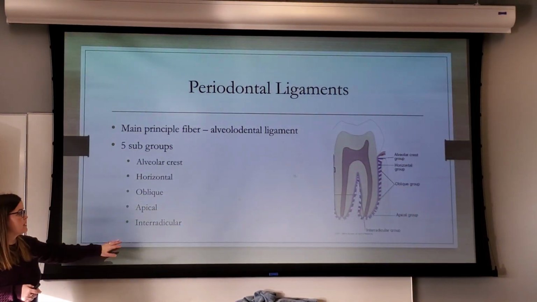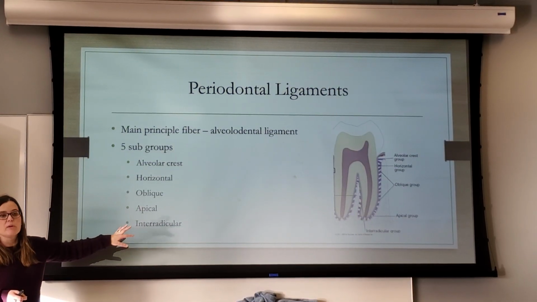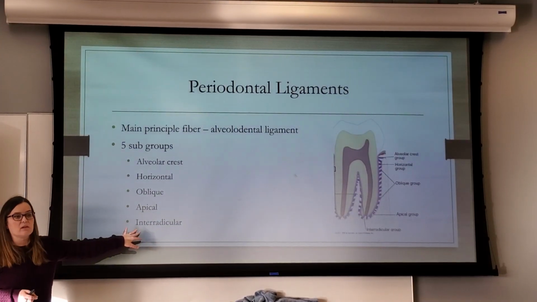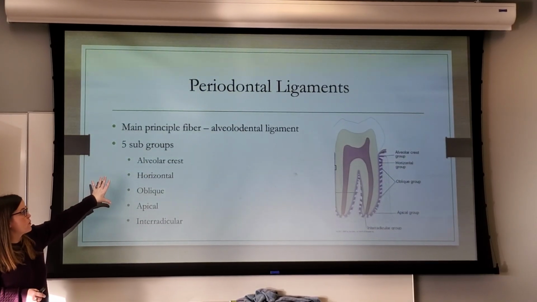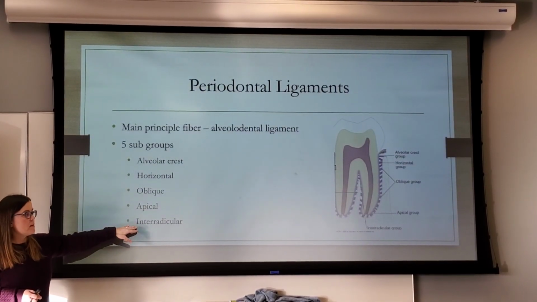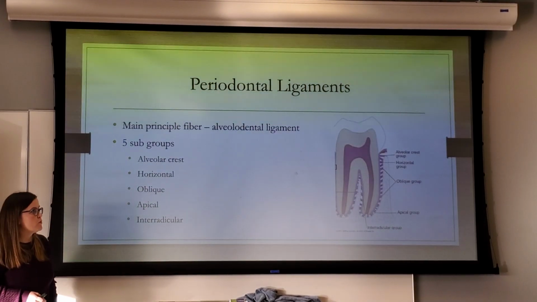And then our interradicular is only found on multi-rooted teeth, right? We wouldn't have an interradicular on a single rooted tooth. So most teeth have the 4 groups, but we do have, of course, our molars that would have our interradicular if they are multi-rooted.